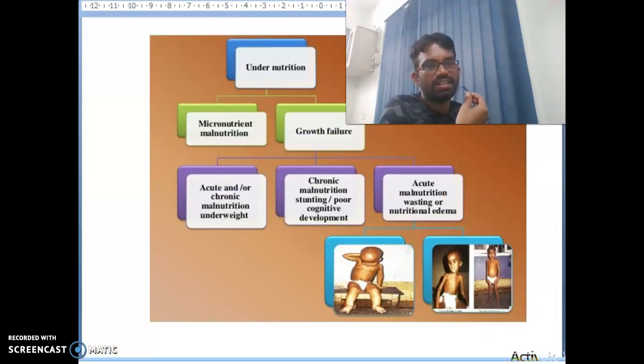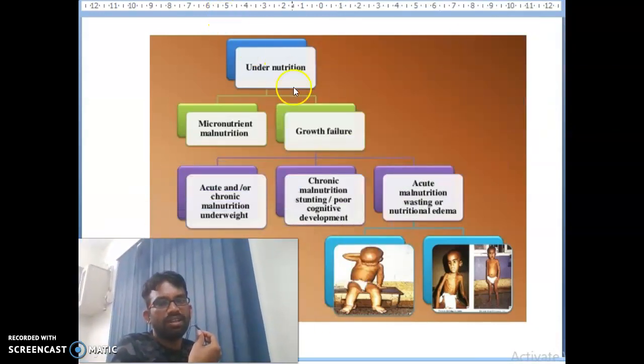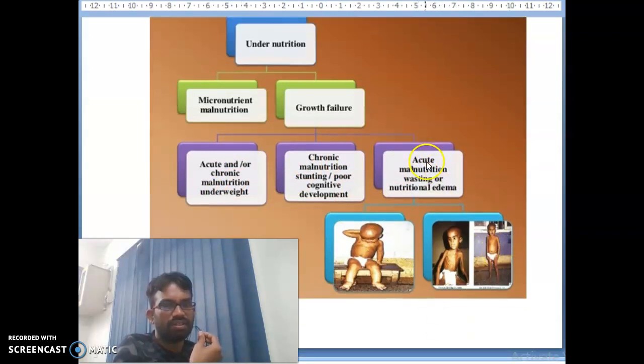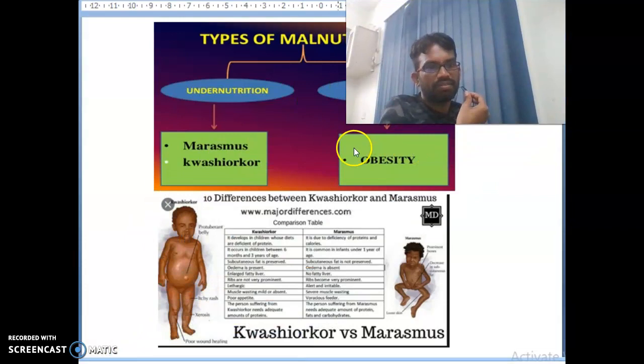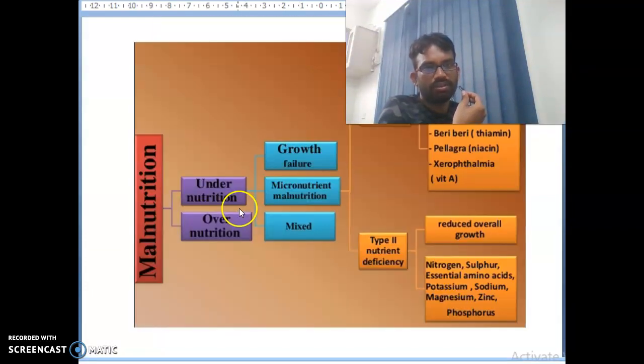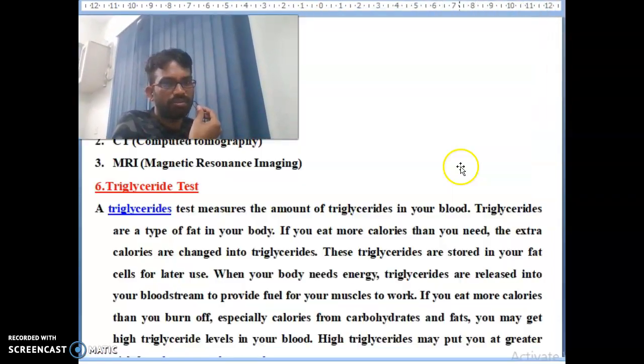You can understand this figure here. Undernutrition again has two types, growth failure and micronutrient malnutrition, acute and chronic malnutrition. How can we find out here? These are the two types, undernutrition and overnutrition. Undernutrition includes kwashiorkor and marasmus, and overnutrition means obesity. Malnutrition is mainly of two types, undernutrition and overnutrition, plus growth failure, micronutrient malnutrition, and mixed. You can see this figure also to find out the problems.